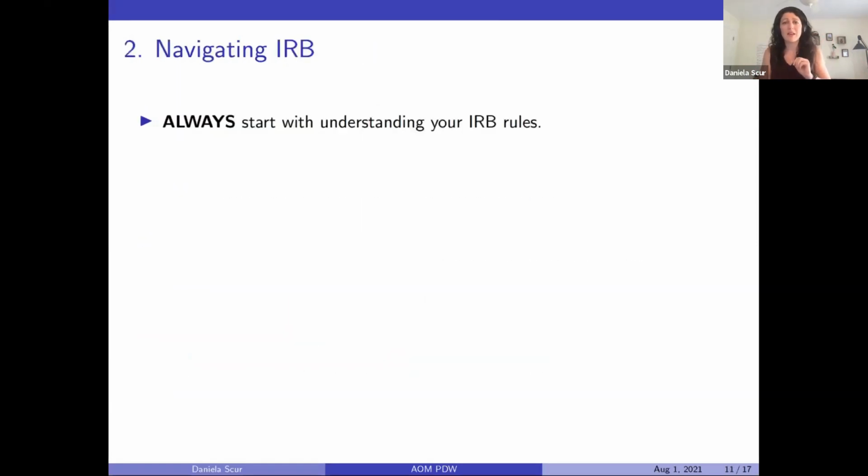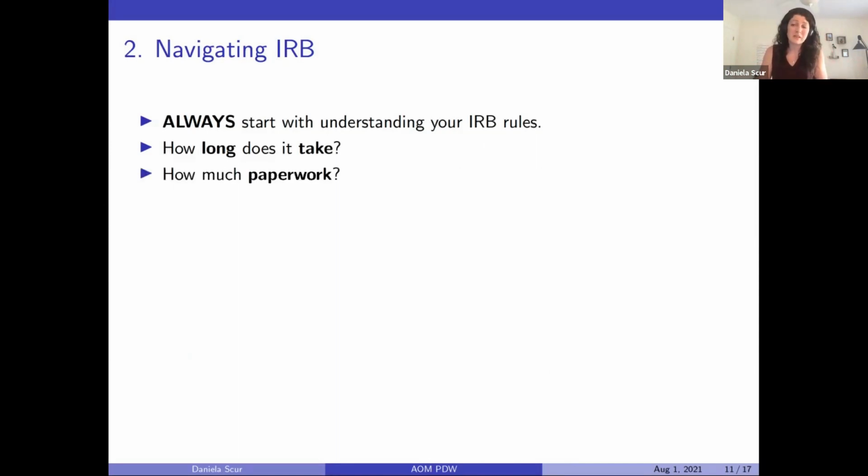The second point is navigating IRB. Always start with understanding your IRB rules. You'll need IRB, and especially now with the data protection laws in Europe, it's just getting harder and harder. So always start with what those rules are. How long does it take? It is not a quick process. Even if you have a fantastic IRB department, it can take 2 months before they give you authorization to start your survey. So understand how long that takes.